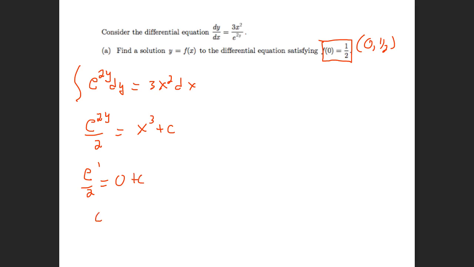So my c value is going to be e over 2, which is kind of a crazy looking c value, but it's okay. So now I have e to the 2y over 2 is equal to x to the third plus e over 2. All right. So far, so good?